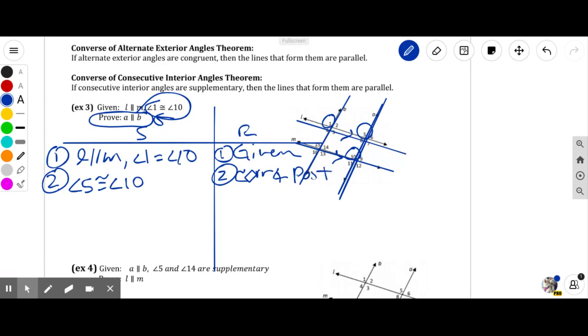Next, because 1 and 5 are both congruent to 10, I'm going to say that 1 and 5 are congruent. And even though 1 and 5 are corresponding angles, that's not why they're congruent right now, because those lines aren't parallel yet, A and B. They're congruent because I used transitive.